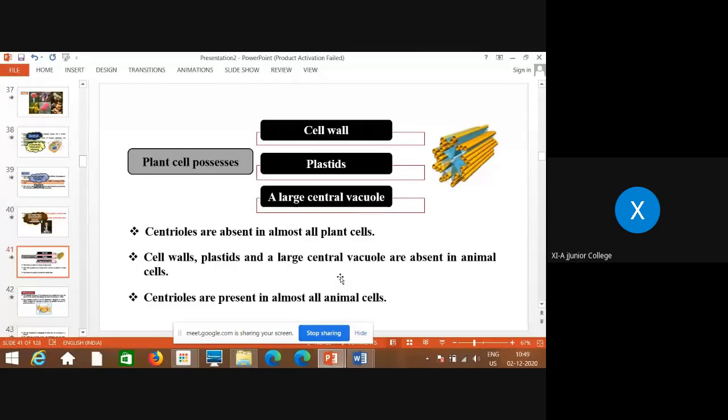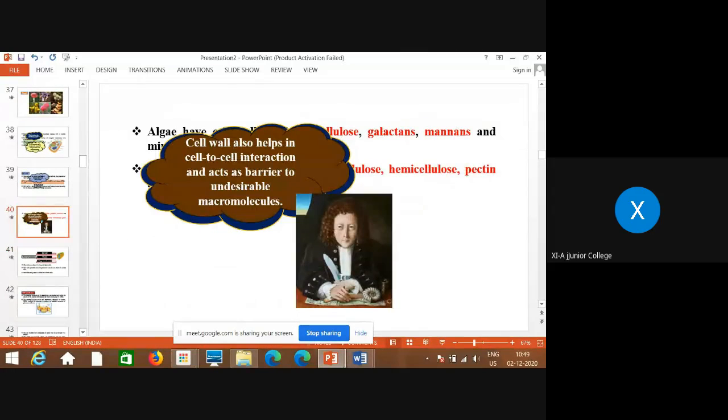And this one also we have learned that Anthony von Leeuwenhoek, first of all, observed, and then cell to cell interaction, and one more thing, that is the barrier, that is the main role of the cell wall. It becomes a two-way process. That means one is what? Cell wall, how it helps cell to cell interaction. The cell wall may communicate with another neighboring cell with the cell wall. That is what cell to cell interaction.